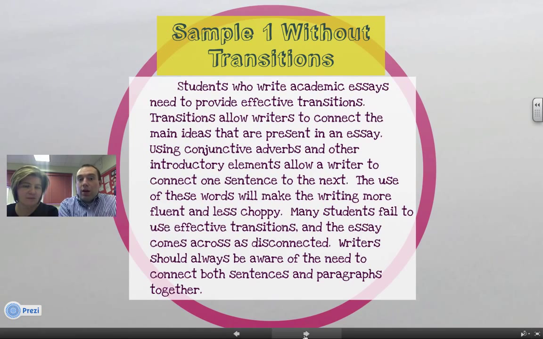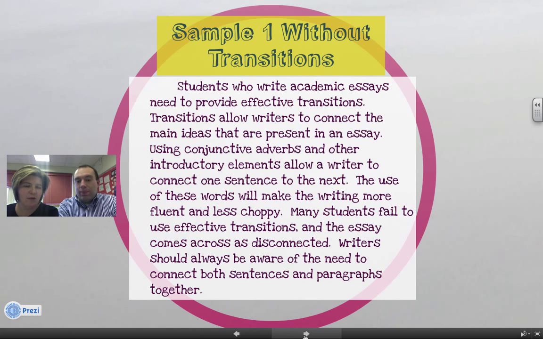Okay, so here's a sample that I'll read to you, and this sample doesn't have any transitions in it. So listen to how choppy and sort of, I don't know, basic the writing sounds. Students who write academic essays need to provide effective transitions. Transitions allow writers to connect the main ideas that are present in an essay. Use conjunction adverbs and other introductory elements allow a writer to connect one sentence to the next. The use of these words will make the writing more fluent and less choppy. Many students fail to use effective transitions, and the essay comes across as disconnected. Writers should always be aware of the need to connect both sentences and paragraphs together.